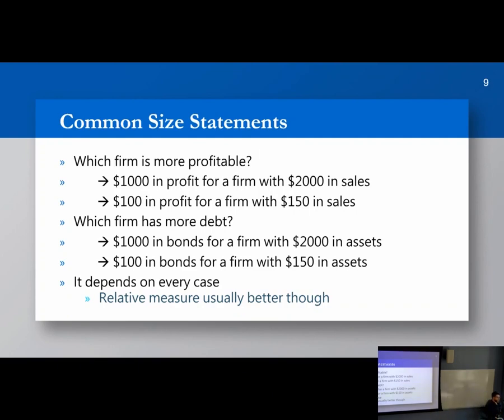I wouldn't say it's wrong to say the second option is more profitable. I would say it's more accurate to state that relative to sales, the second option is more profitable. Nominally, obviously it's the first one. So understanding those differences is probably going to be the more important point than having an explicit answer for which of these two options is more profitable or more indebted. Any other questions?